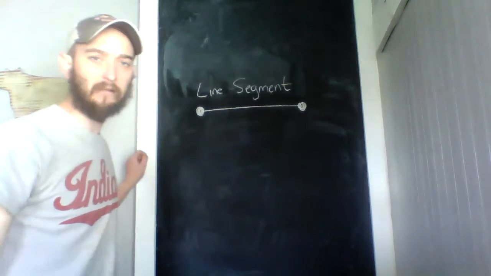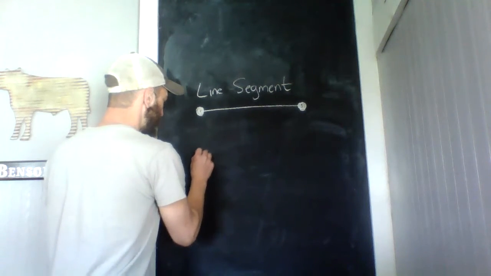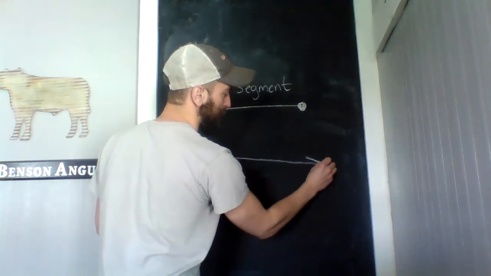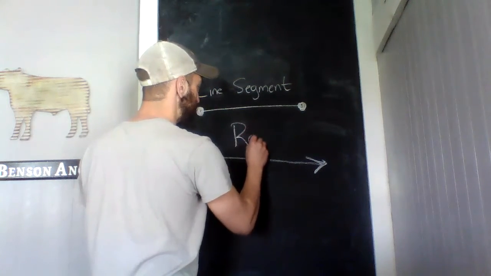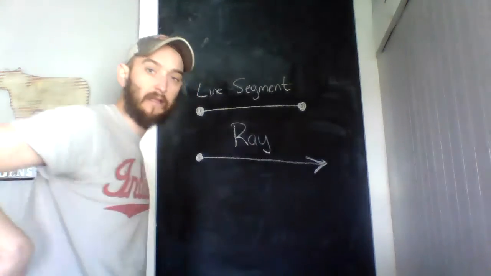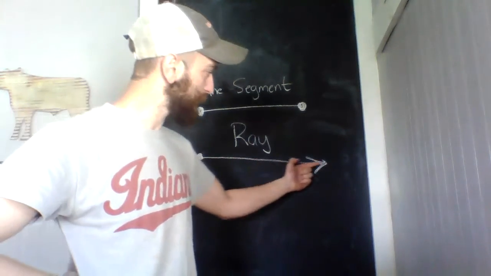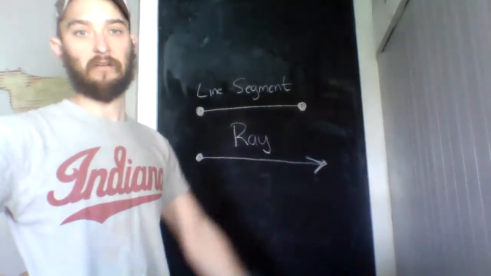The next thing we have is a point, a line, and an arrow. This is called a ray. Okay? Whenever you see this arrow, it goes on forever. So that will continue to go forever and ever and ever out that way.